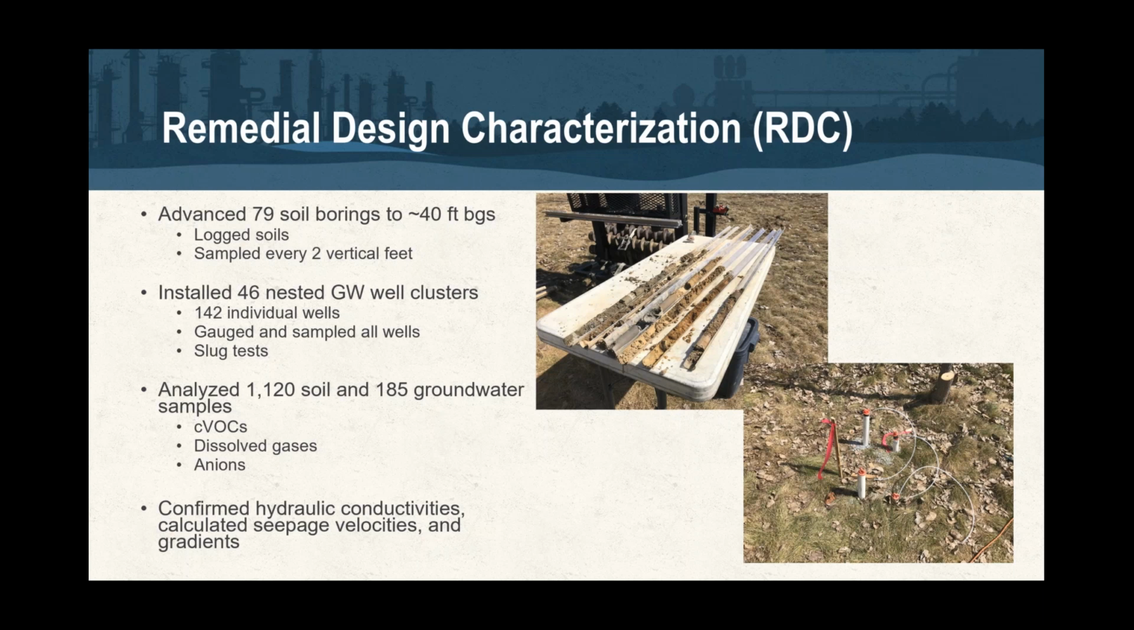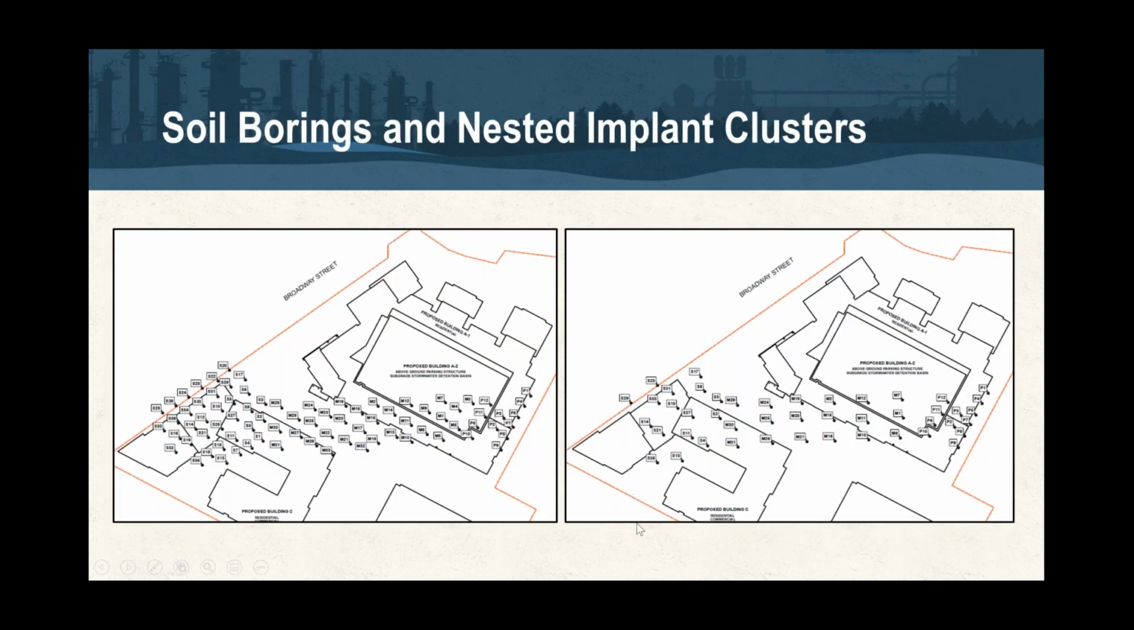In addition, we performed slug testing on some 2-inch wells that were installed within the PRB. A total of 1,120 soil samples and 185 groundwater samples were analyzed for CVOCs, and the groundwater was also analyzed for dissolved gases and anions. All of those samples were analyzed by RPI in the support laboratory. In addition to that, we did some additional hydraulic calculations to develop the overall mass flux that was going to be seen at the property line.